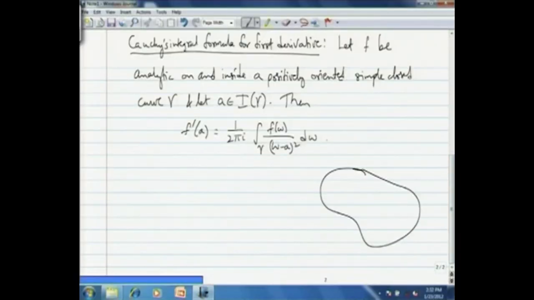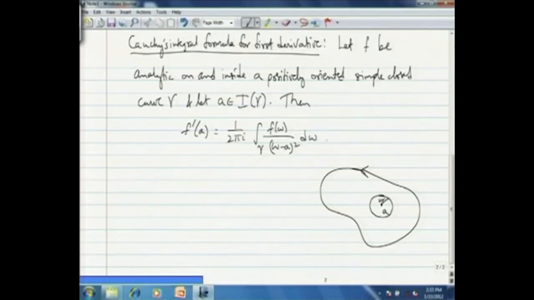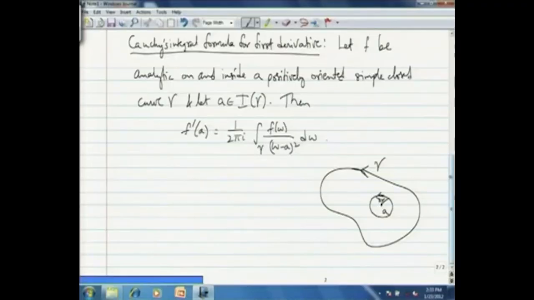Okay, so the idea of the proof is that I will take this simple closed curve gamma, positively oriented, and here is a. I will replace gamma by a circle of radius 2r around a, such that this closed disk of radius 2r around a is completely contained inside this curve gamma. Okay. So, now notice that the integration on the boundary of this disk is the same as the integration on this curve gamma of the integrand. Okay, that's because we'll use Cauchy's theorem version 3. Okay, so that's the idea, and then we'll be able to do something with this circle of radius 2r.